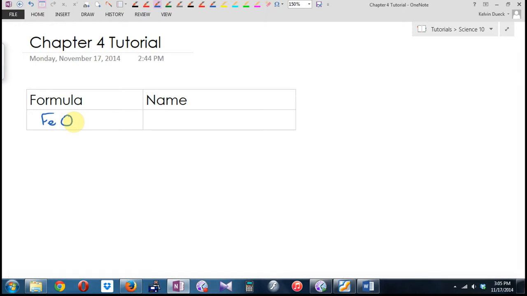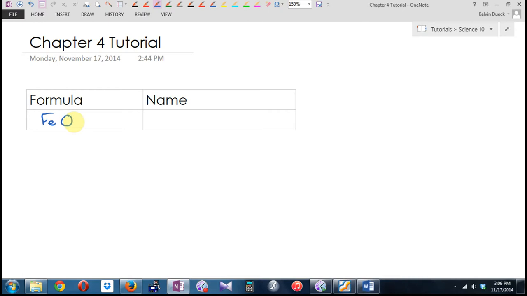Ionic or covalent, and how do you know? Convince me. Oxygen is a non-metal. What's iron? A metal. So covalent or ionic? Ionic. Nothing to do with oxygen; everything to do with iron being a metal.